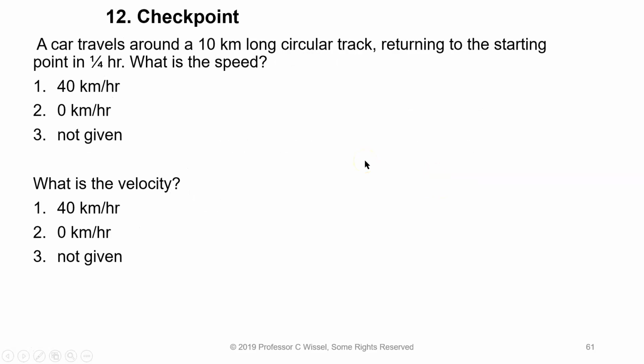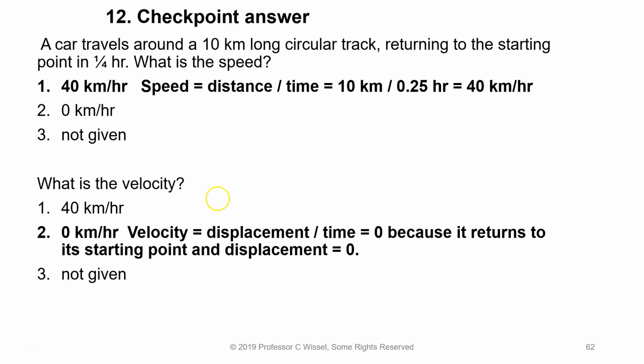A car travels around a 10-kilometer long circular track, returning to the starting point in a quarter hour. What's the speed? Well, 10 kilometers divided by 0.25 hours is 40 kilometers per hour. What's the velocity? Velocity is displacement divided by time. It returned to the starting point. The displacement is zero, velocity zero.